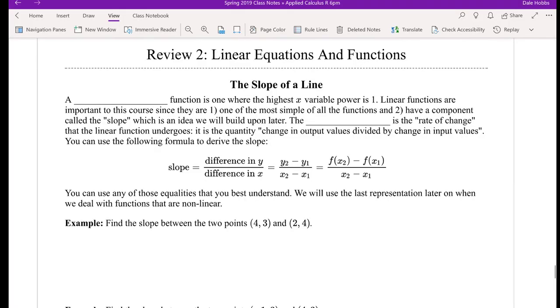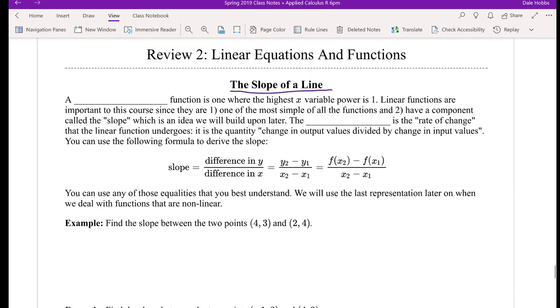Okay, I wanted to look at this second review section where we look at the line, just a review of linear equations in general. First we'll start out with one of the basic aspects, which is the slope. The slope comes into play in calculus as a rate of change. We talk about rates of change a lot in the first unit. So the slope is one of the easiest rates of change.